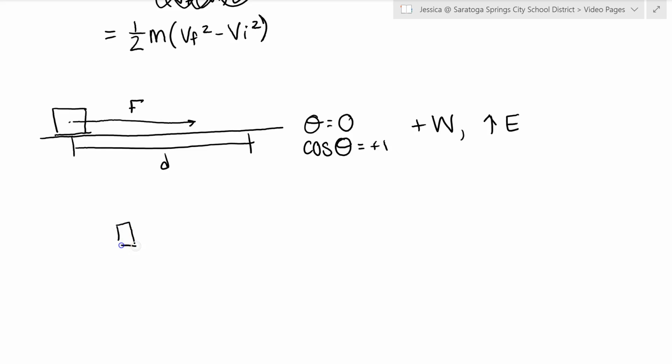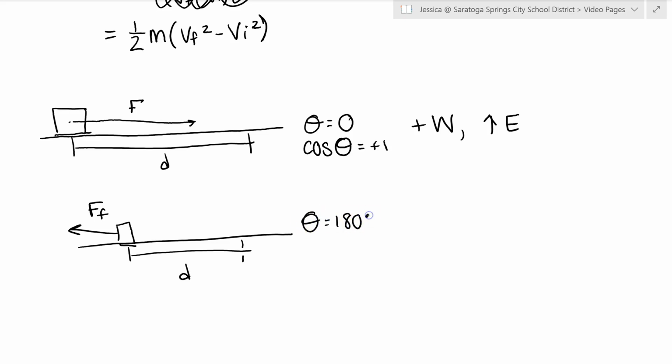If we have an object that has a force acting on it backwards while it moves forwards, for example, a force of friction acting as it moves forward, well, if that's the case, then theta is 180 degrees, and the cosine of 180 degrees is negative 1, which means we have negative work being done, so that's going to decrease our total energy.